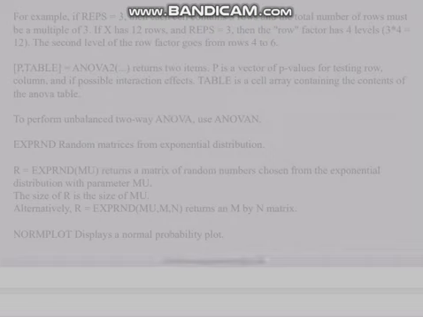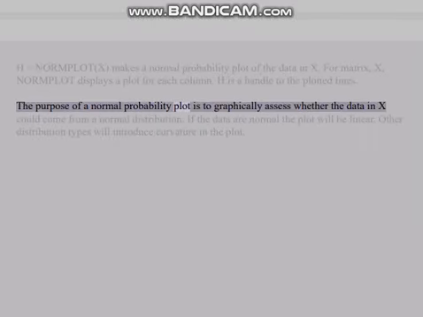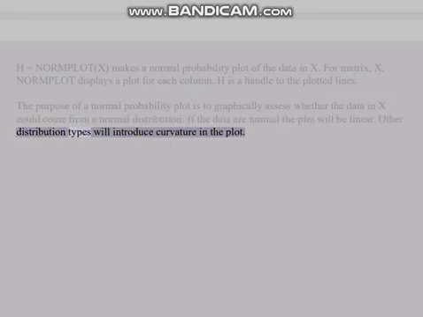h = normplot(X) makes a normal probability plot of the data in X. For matrix X, normplot displays a plot for each column. h is a handle to the plotted lines. The purpose of a normal probability plot is to graphically assess whether the data in X could come from a normal distribution. If the data are normal, the plot will be linear. Other distribution types will introduce curvature in the plot.